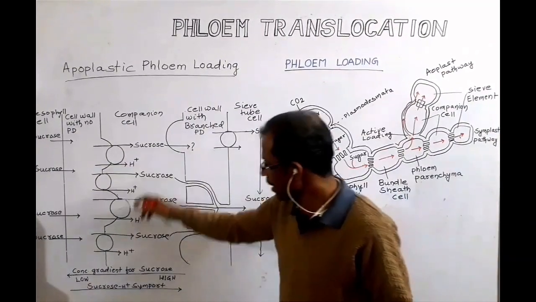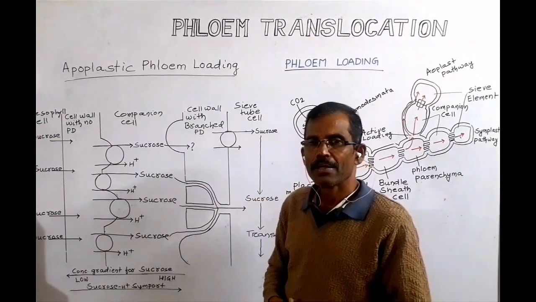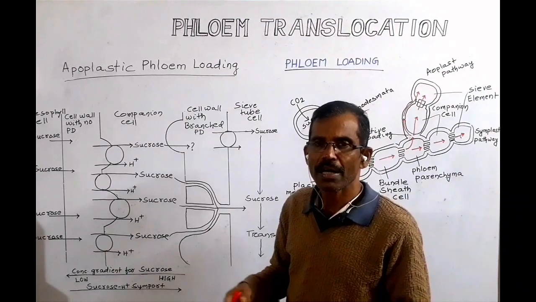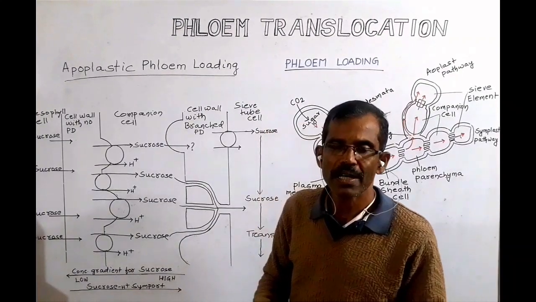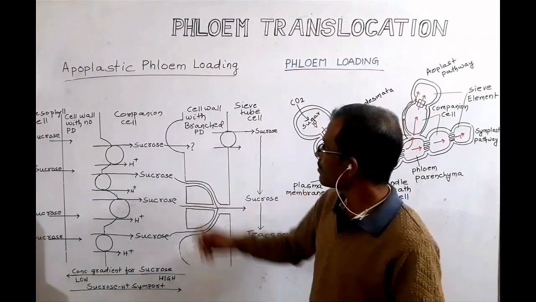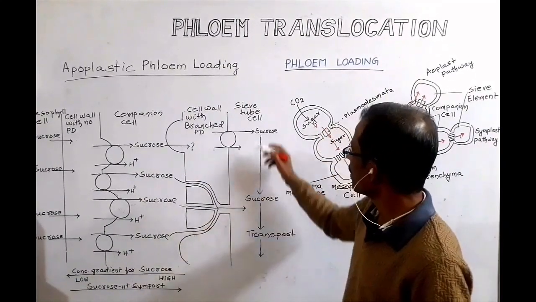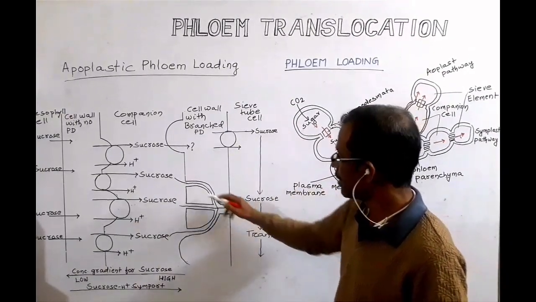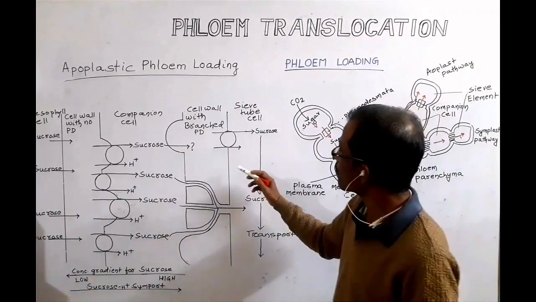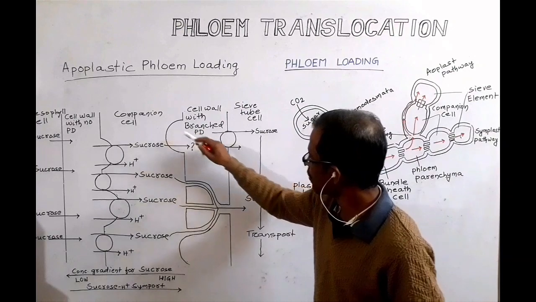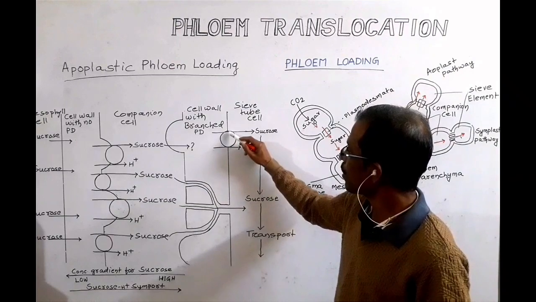The secondary active transport is driven by proton motive force. The proton motive force means the proton gradient, which is established with the help of an H plus ATPase. From the companion cells, sucrose molecules can diffuse into the sieve tube element through plasmodesmata. It may also be transported from the companion cell to the apoplast, and from the apoplast to the sieve tube through the H plus sucrose importer.